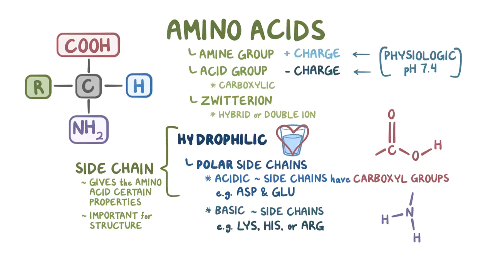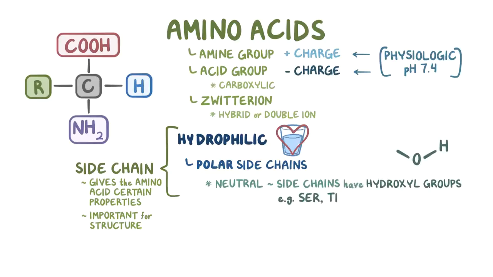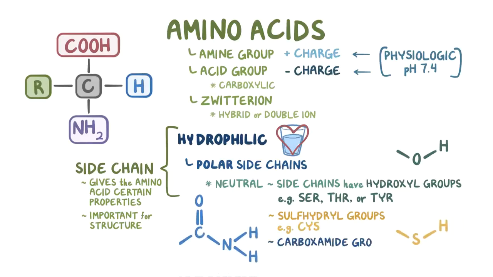At physiological pH, the acidic groups lose a hydrogen, and the basic groups gain a hydrogen. Finally, some polar side chains are neutral. For example, they can contain hydroxyl groups like serine, threonine, or tyrosine, or sulfhydryl groups like cysteine, or carboxamide groups like asparagine or glutamine.